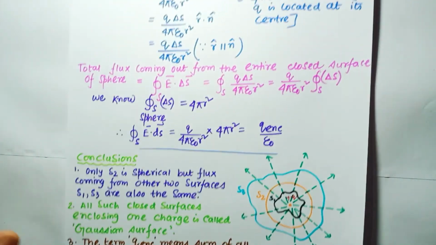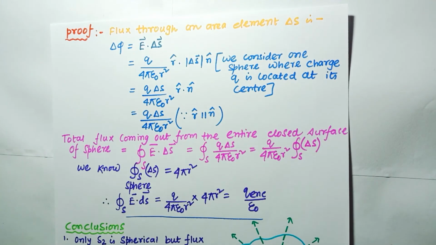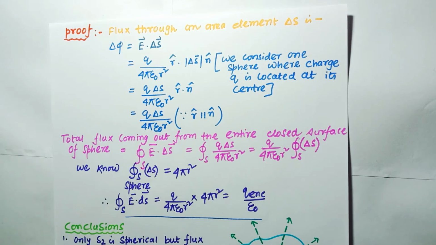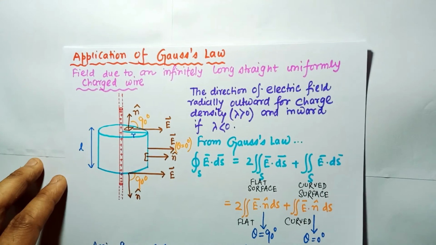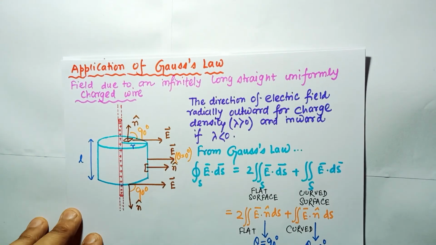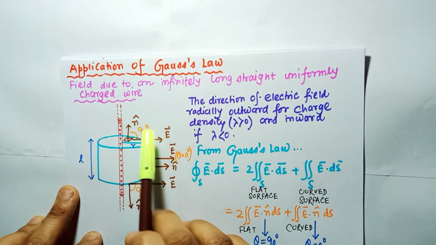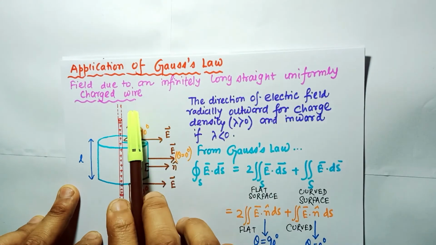Up to now I have discussed Gauss's law. Now let's calculate one application of Gauss's law. We will now see the field due to an infinitely long straight uniformly charged wire.